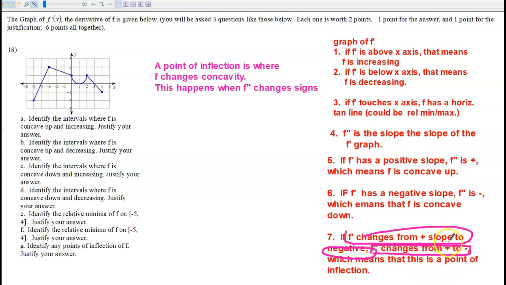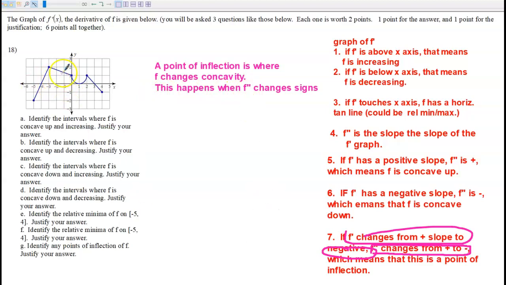I should have, on number 7, I should have said that it could go either way. It doesn't have to be from positive to negative only. It could be from negative to positive. The point is that the concavity is changing. So anytime f double prime changes its signs, that means that f prime is changing its slope. So a point of inflection is where f changes its concavity. This happens when f double prime changes signs.